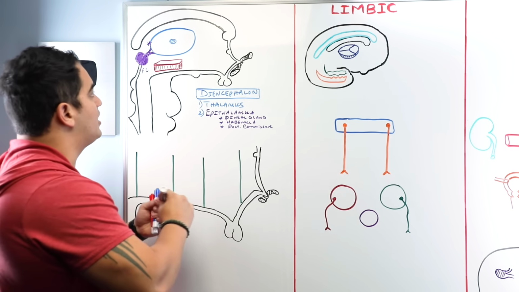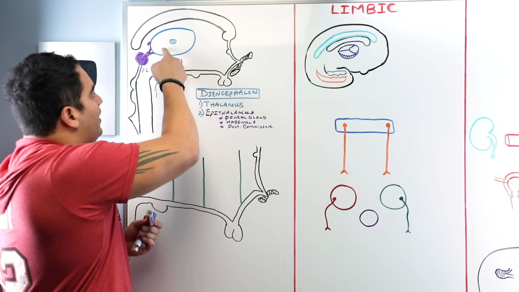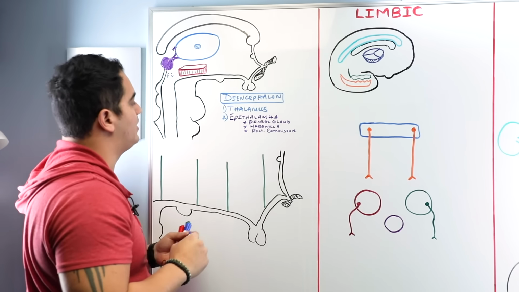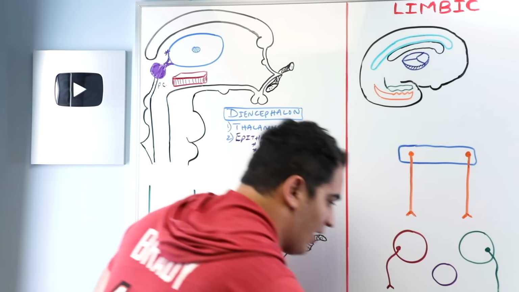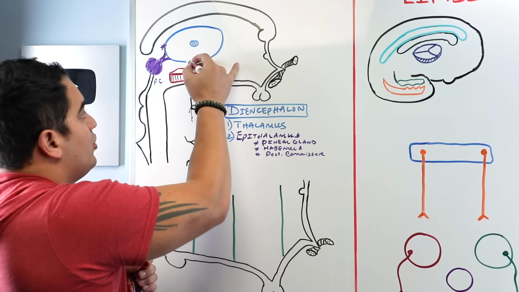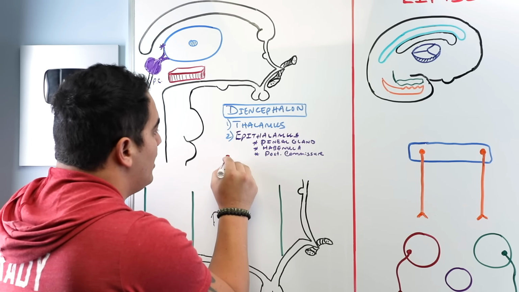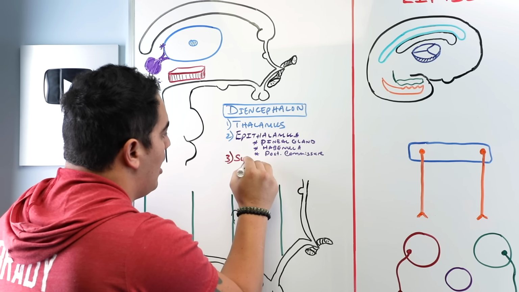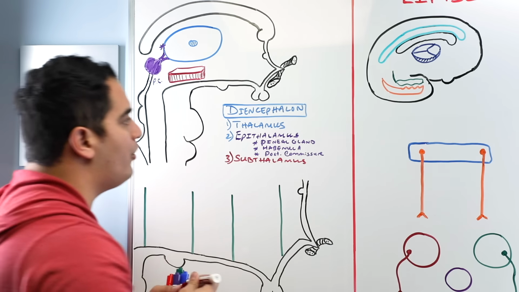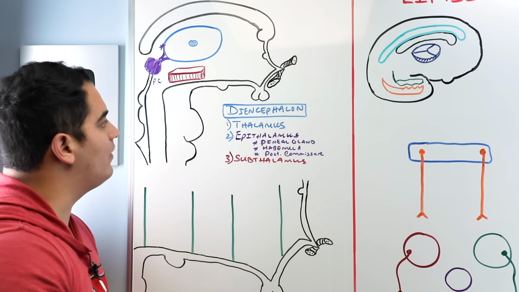Okay, now let's move a little bit inferior, maybe even a little bit posterior to the thalamus. You see this red structure, this maroon colored structure here, just inferior to the thalamus. This right here is called the subthalamus. This is another important component of the diencephalon.